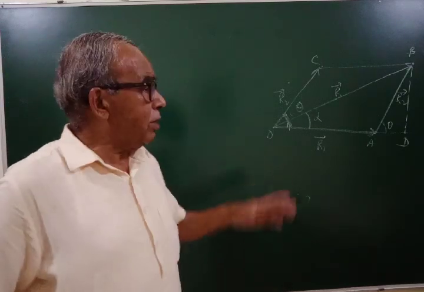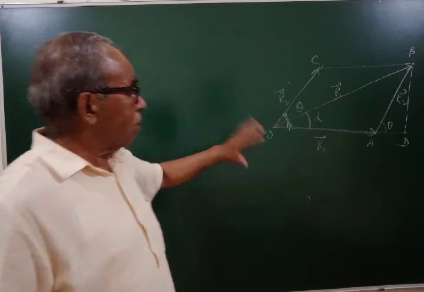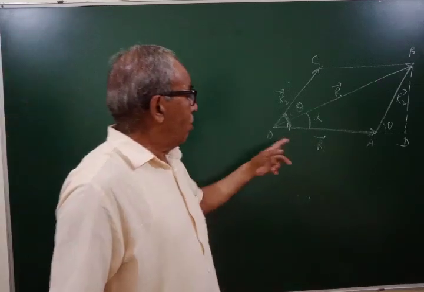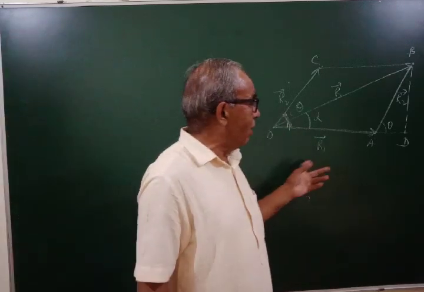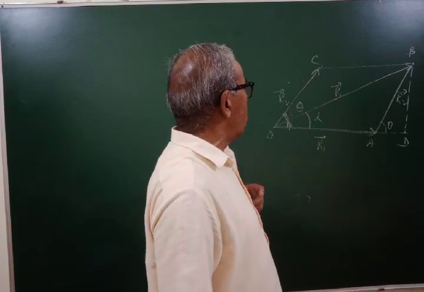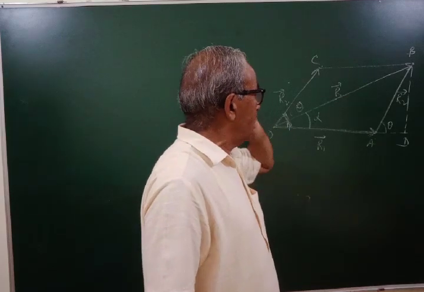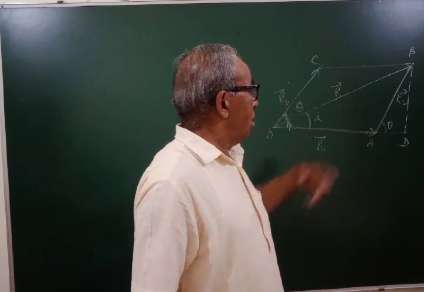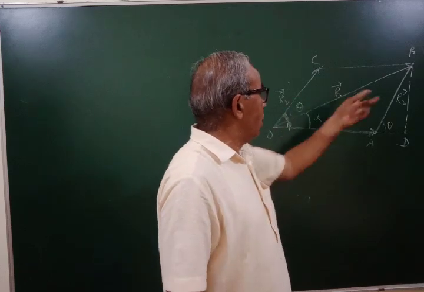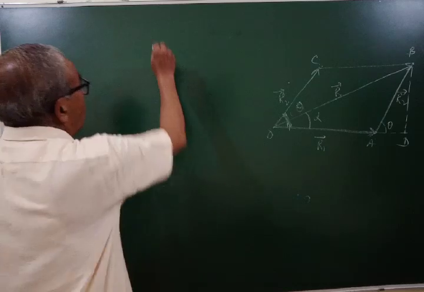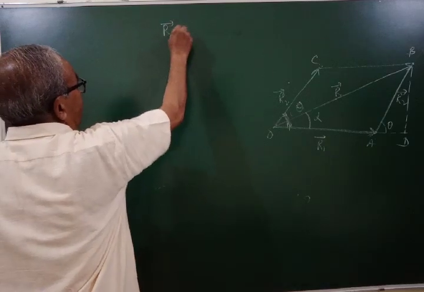I think it is sufficient to speak like that. You can make a note in the figure. Vectors R1 and R2 are represented by sides OA and OC of parallelogram OABC. The diagonal of this parallelogram, OB, is equal to vector R, equal to R1 plus R2.